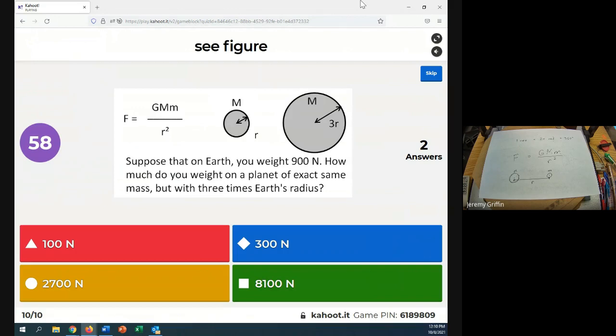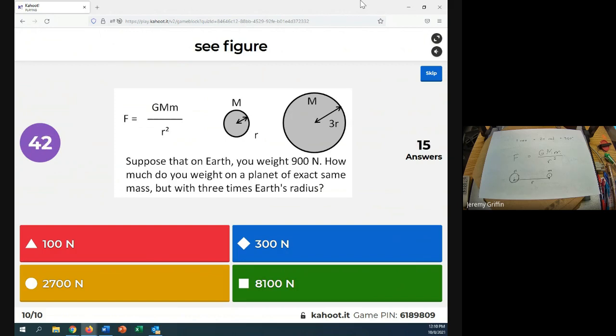Suppose on Earth you weigh 900 newtons. How much would you weigh on a planet of the same mass but 3 times Earth's radius? Kind of like you puff it up like a giant popcorn kernel. Like poof. So got a giant popcorn. Same mass, just physically larger.